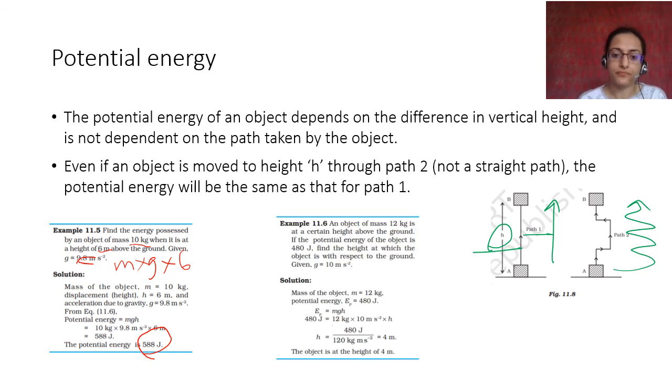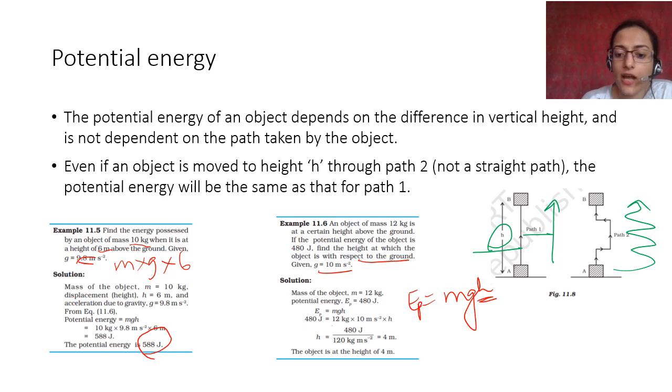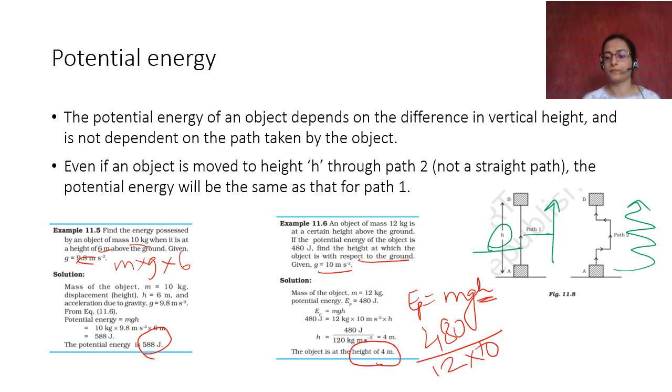Okay. An object of mass 12 kg is at a certain height above the ground. You have not been given h. If the potential energy of the object is 480 joule, find the height at which the object is with respect to the ground, given g is 10. So you know the energy is given, you have mgh, right? You need to find the height. So this is 480 upon mass, which is 12 into 10. So you have a height of 4 meter.